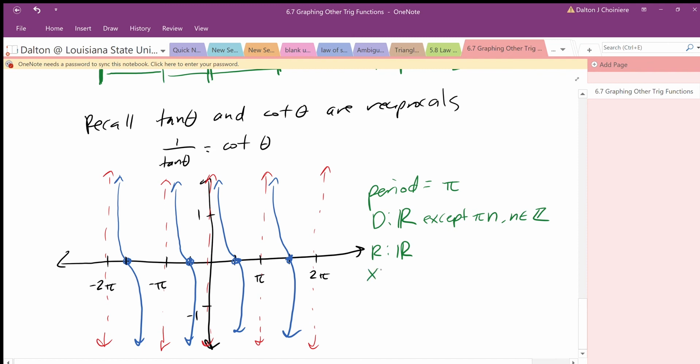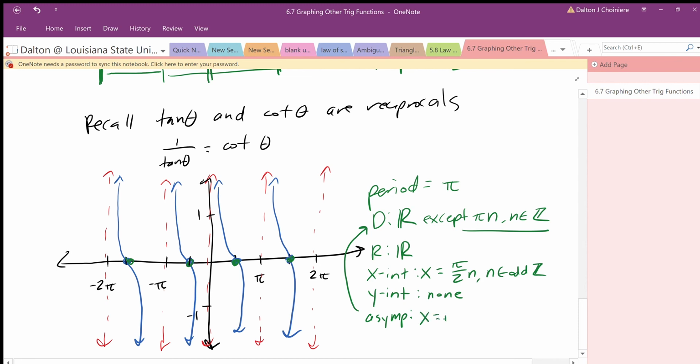The x-intercepts occur at all of the half pi's, pi over 2, 3 pi over 2, etc. So we're going to represent that as x equals pi over 2 n, when n is an element of the odd integers, just like before. The y-intercept does not exist, right? There's an asymptote along the y-axis, so our graph will never actually cross it. And speaking of asymptotes, our asymptote coincides with the domain restriction, which will be x equals pi n, when n is an element of the integers.